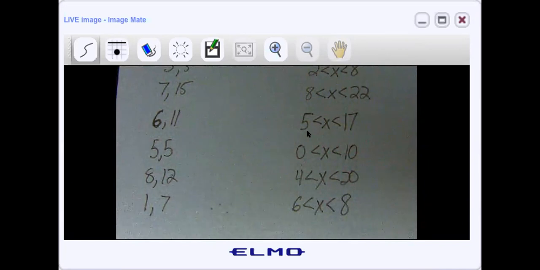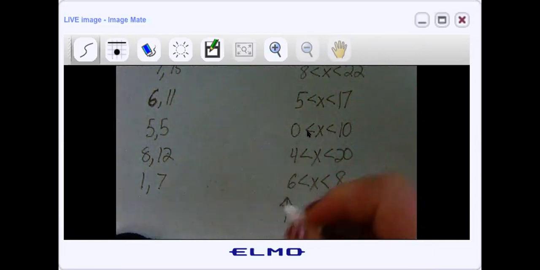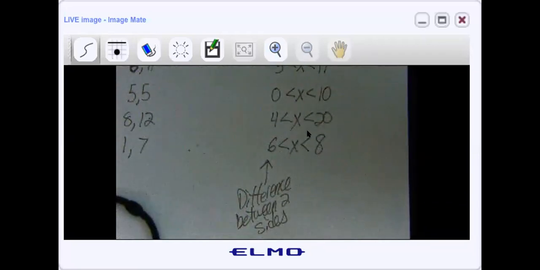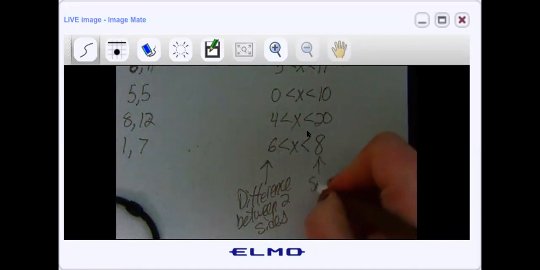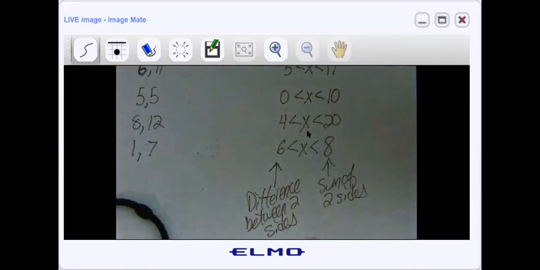Okay, so I feel a little bit better now. So remember, the first number, I'll even put it in here. First number is the difference between the two sides. And then the second number is simply the sum. And the inequality is always written the same way: the smallest number first, then the symbols this exact same way, X in the middle, and then your larger number over here.